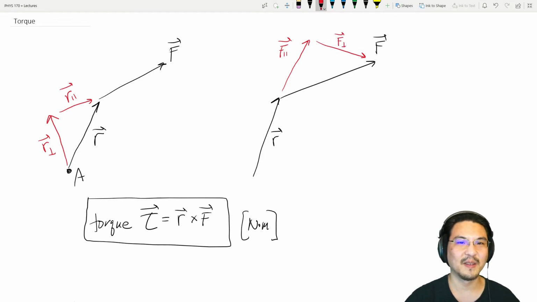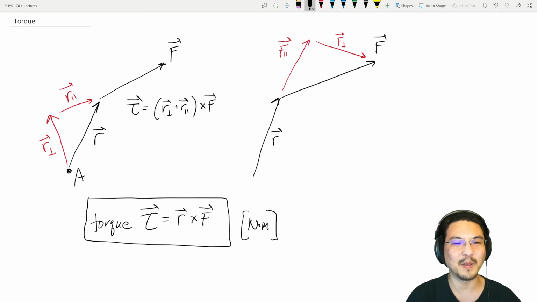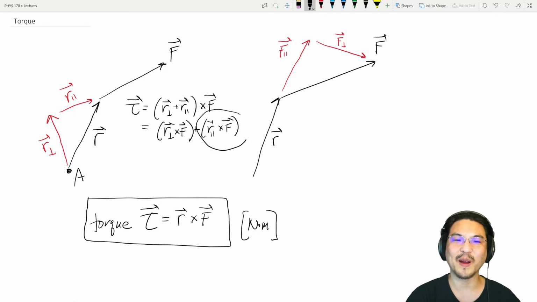Okay, so what I just wrote here on the left side, torque is R cross F, but I decomposed R into perpendicular and parallel, so this is torque, R, I decomposed it, cross F. Now let me do distributive property. R perpendicular cross F plus R parallel cross F. What's the cross product of parallel vectors? 0. This is 0.